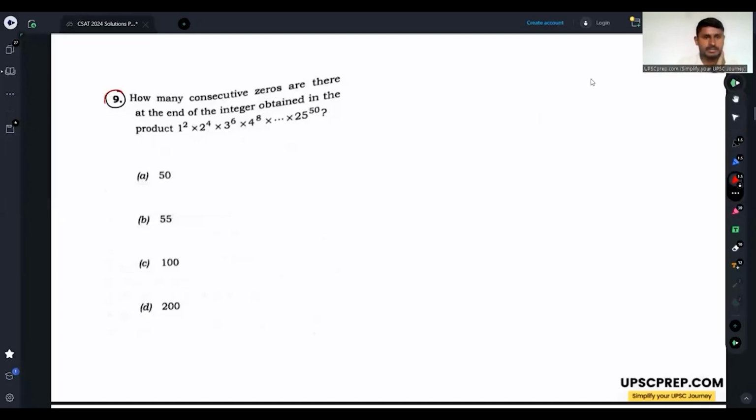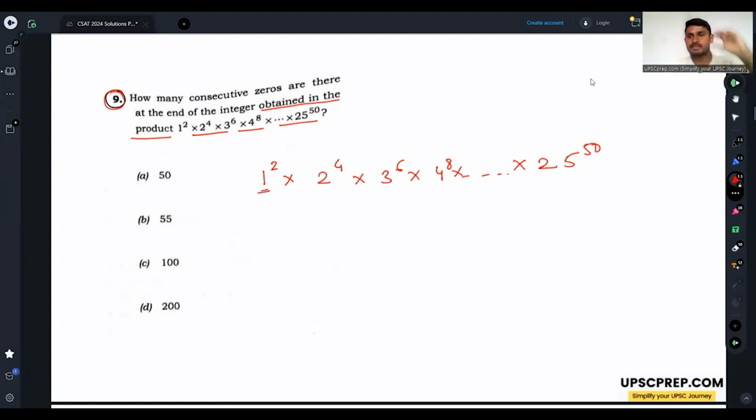Okay, next question, guys. How many consecutive zeros are there at the end of the integer obtained in the product of 1 raised to 2, 2 raised to 4, 3 raised to 6, 4 raised to 8 and 25 raised to 50? Okay, see, observe the product very carefully. It is 1 raised to 2, 2 raised to 4, 3 raised to 6, 4 raised to 8 and again 25 raised to 50. If you see, all these numbers are in multiplication and the power of each number is twice that number itself.